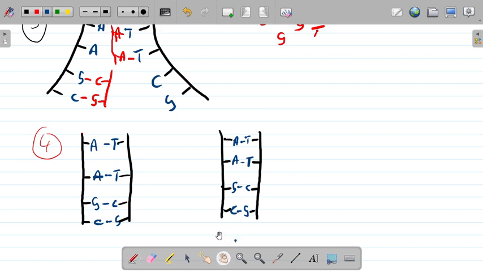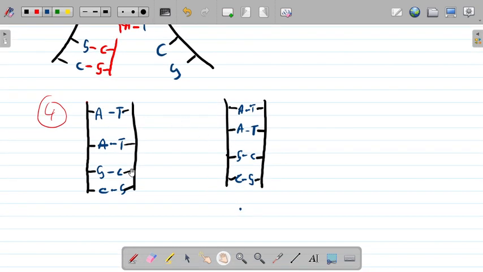Now, do we agree from this given example that we have two new DNA molecules that are exactly the same amount of nucleotides, the same type of DNA, AT, GC, CG, GC, CG. So that is what a cell does during interphase when it makes a copy of itself.